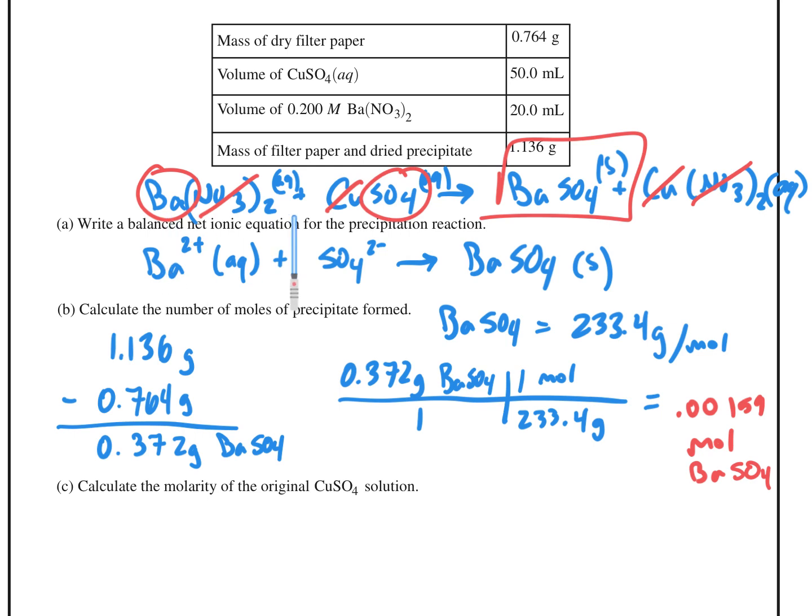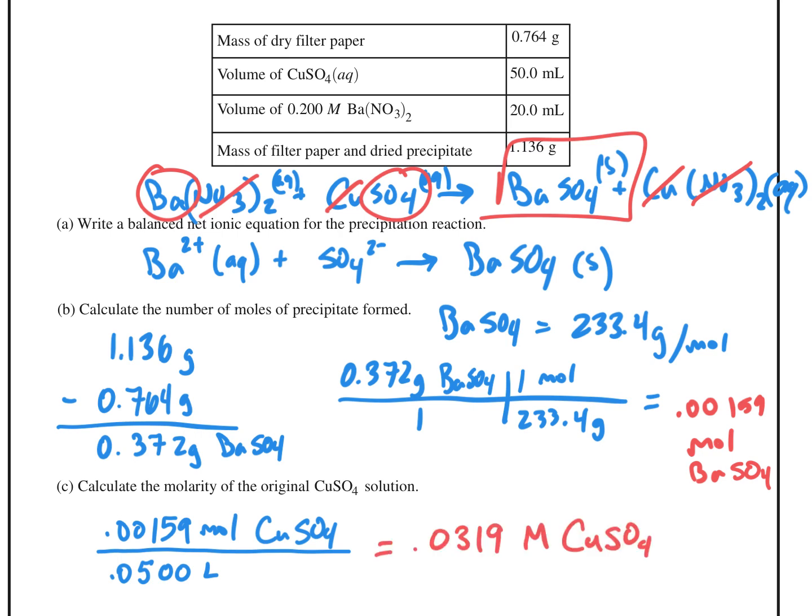So next it asks me for the molarity of the original CuSO4 solution. If you look at the balanced chemical reaction, everything's in a 1-to-1 mole ratio, so if I know the moles of the product that were formed, then I know the moles of the reactant. So 0.00159 moles of BaSO4 results from 0.00159 moles of the CuSO4. To calculate molarity, I take the moles and divide by the liters, and the liters are 50 milliliters or 0.0500 liters, and the molarity is 0.0319 molar.